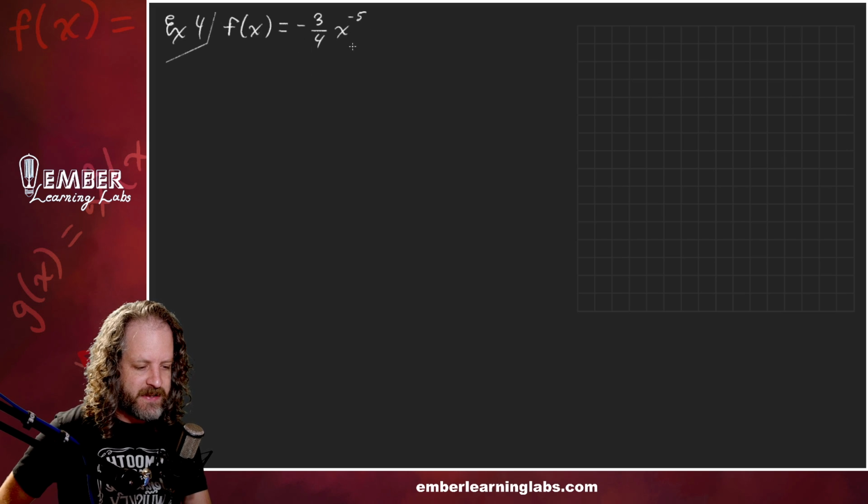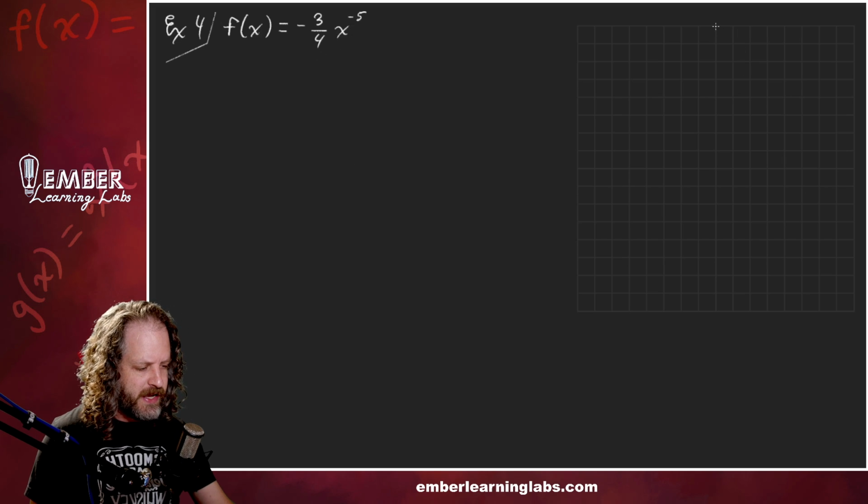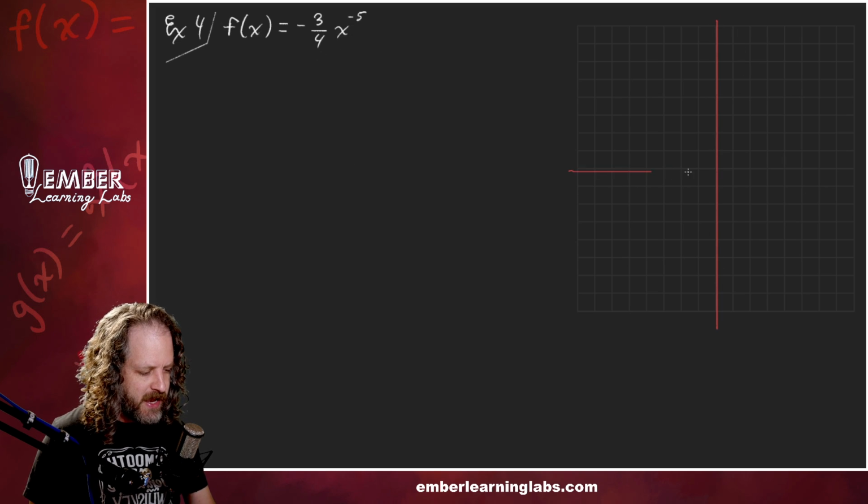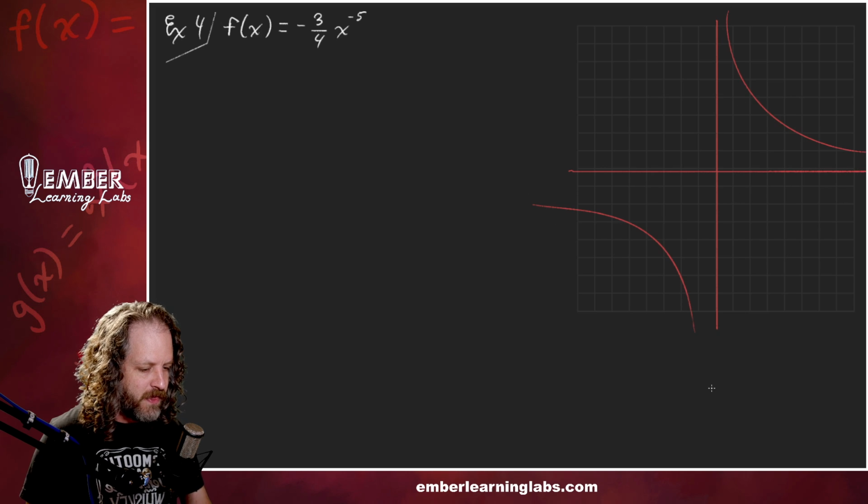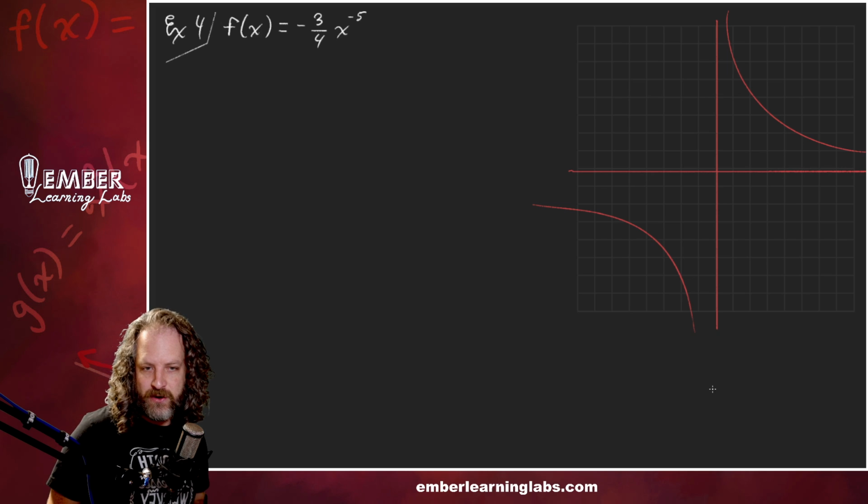But this guy is an odd negative one. So it's going to be in the pattern of here and there. But is it though?